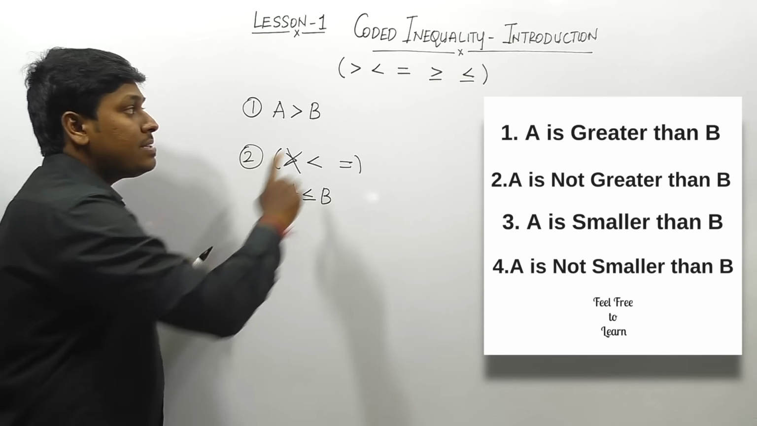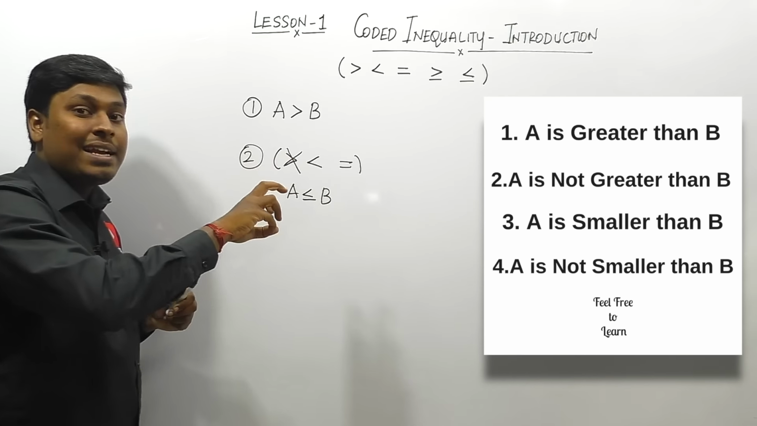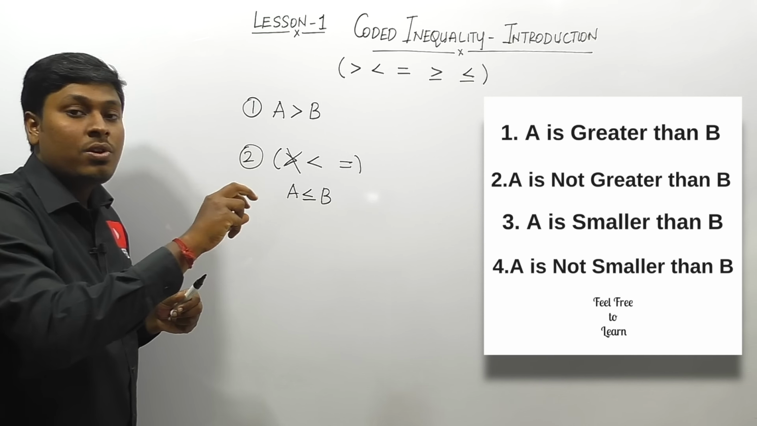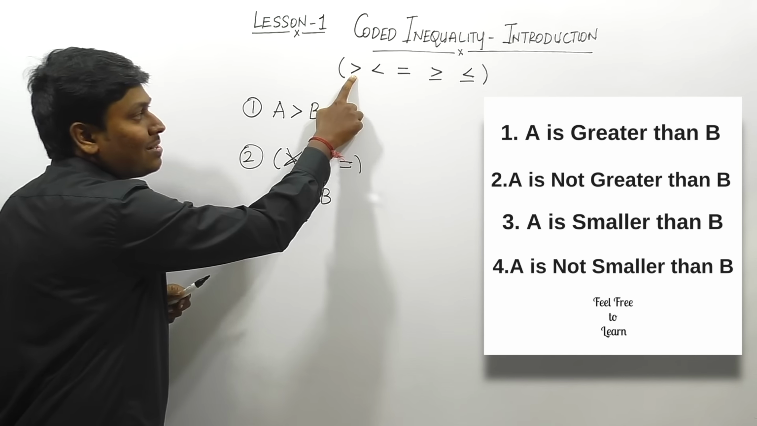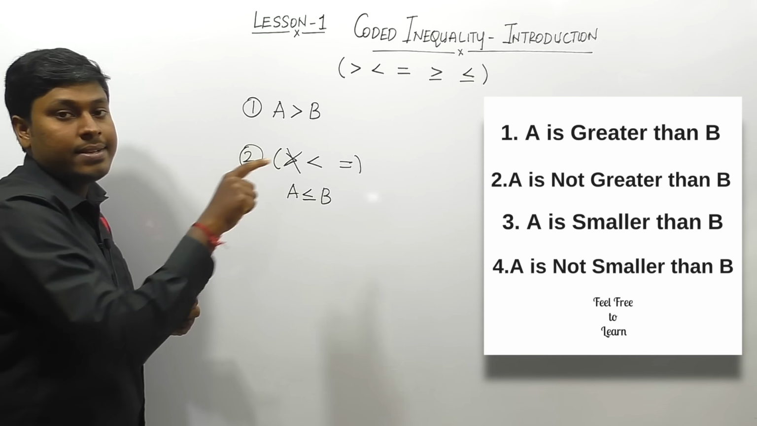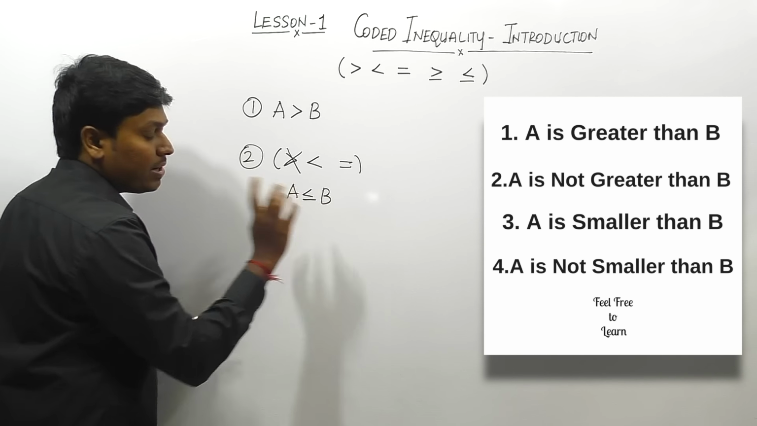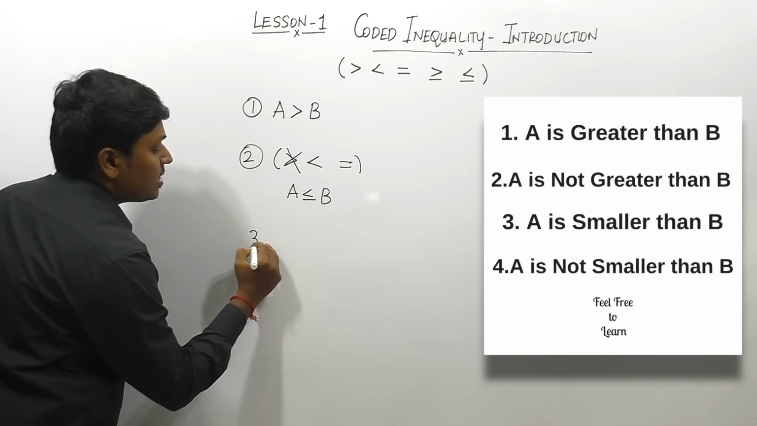Listen carefully, the major symbols are greater than, less than, and equal to. Here the condition says that while comparing A and B, A is not greater than. So if it is not greater than, then the remaining 2 symbols are less than and equal to. So finally the answer for condition number 2 is A less than or equal to B. Let me move on to condition number 3.